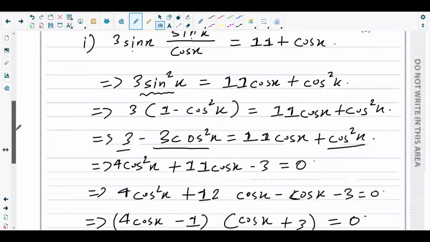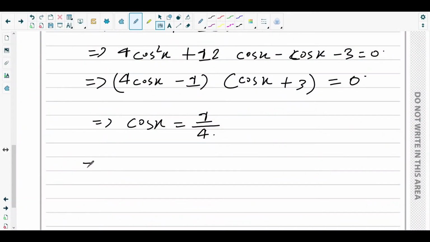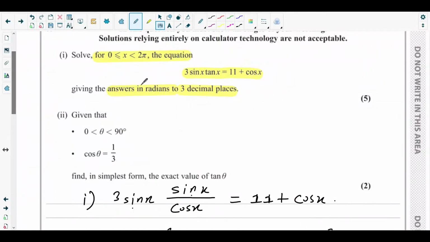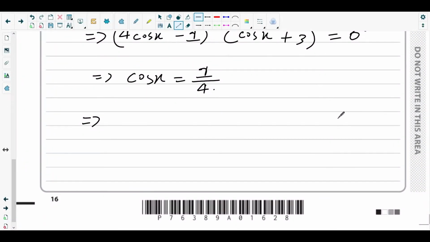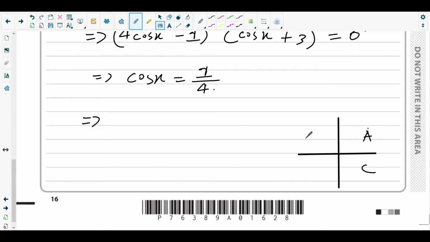Now we need to find the values of x using the CAST diagram and considering the given range of x, from 0 to 2 pi. In this range, there will be two quadrants where cos theta is positive. This is basically the first quadrant and the fourth quadrant.